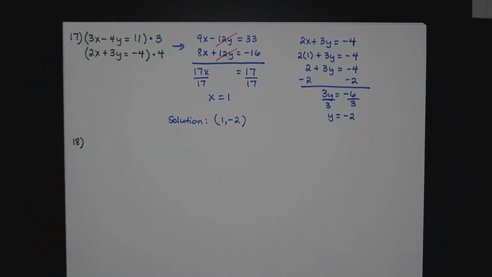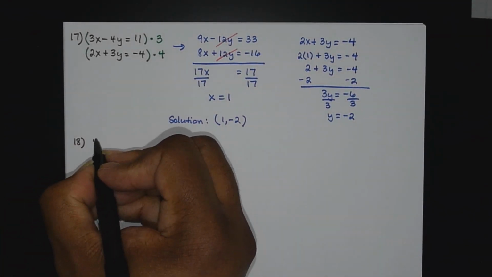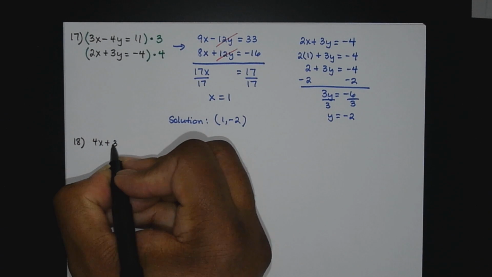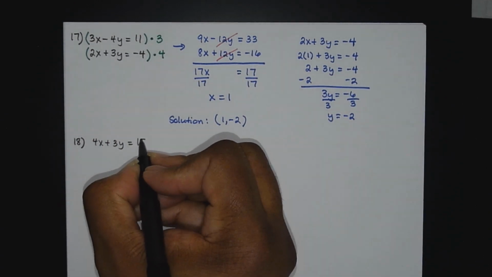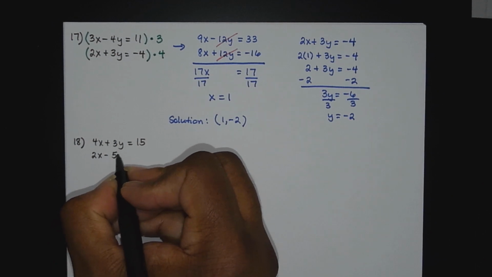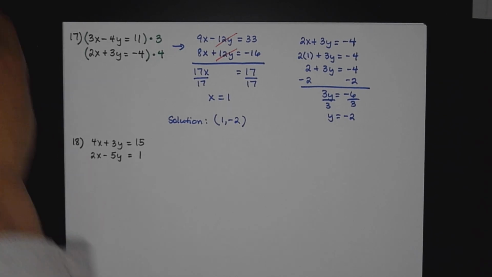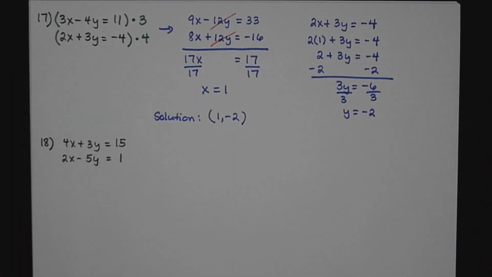Problem number 18 is using Cramer's rule to solve this system. 4x plus 3y is equal to 15. And then 2x minus 5y is equal to 1. And here I want to solve this system using Cramer's rule.